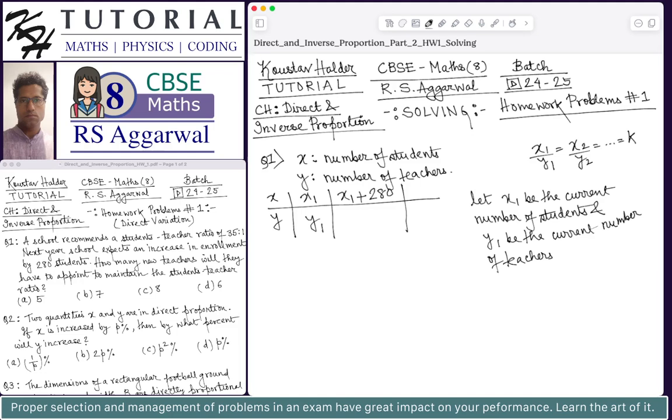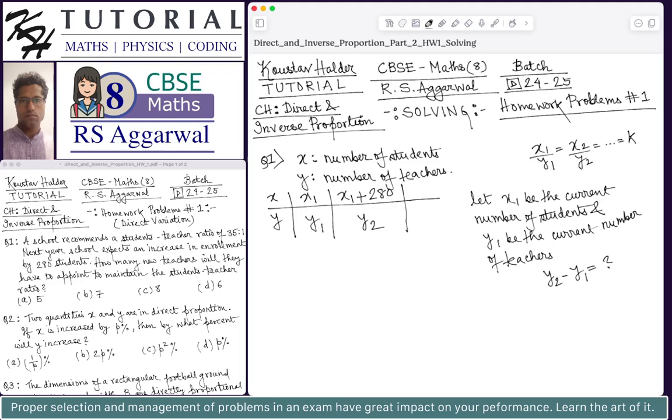Now what will be the number of teachers in the next year? I don't know. So let's say that it is y2. I need to find y2 minus y1, that is what we have to find. So this y2 minus y1 will be the number of new teachers that need to be appointed.